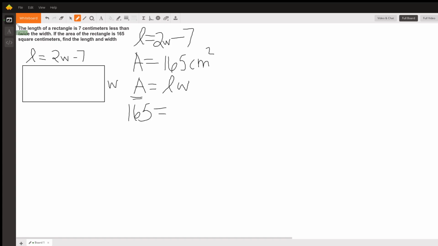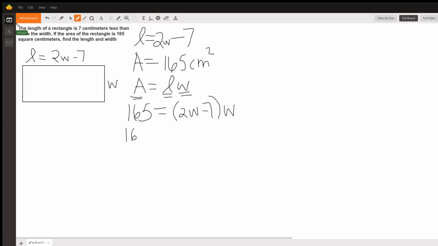L, we figured out, is 2W minus 7. And W is just W. We don't know anything else about it. So we needed those 3 pieces of information to put this workable equation together. And it's nice because it's in one variable, and now we can solve for W. It's our starting point. So let's do that.